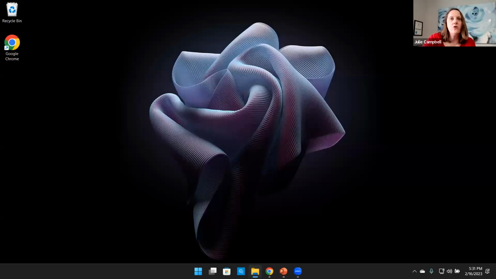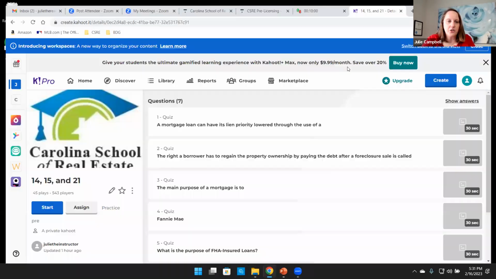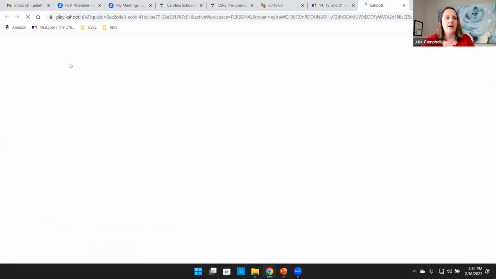This Kahoot, let's call this our financing Kahoot. This is units 14, 15, and 21. I kind of lumped them all together. No math in Kahoot. I want us to enjoy Kahoot, so I'm not going to put math in there. So just kind of an idea of the terms is what we're looking at here.